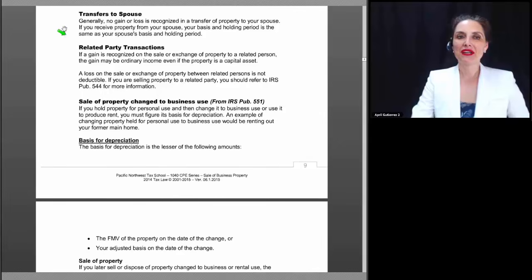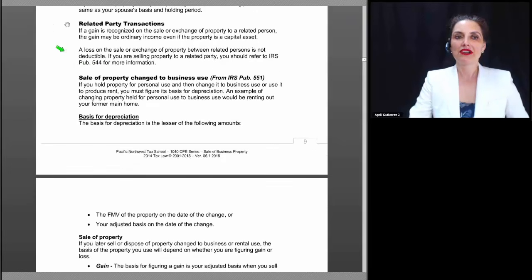Next up, we're looking at transfers to spouse. Generally, no gain or loss is recognized on a transfer of property to your spouse. If you receive property from your spouse, your basis and holding period is the same as your spouse's basis and holding periods.